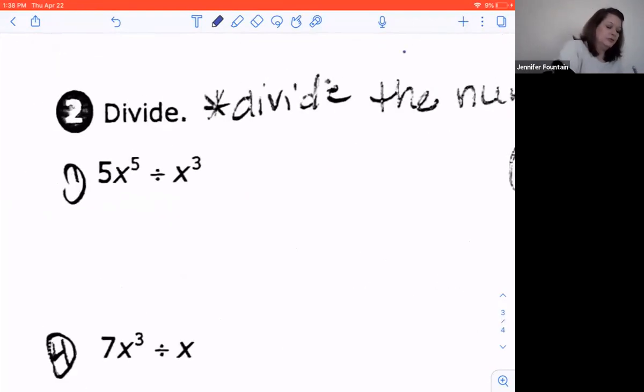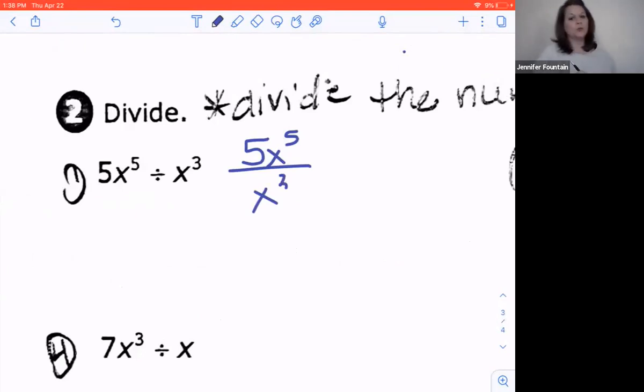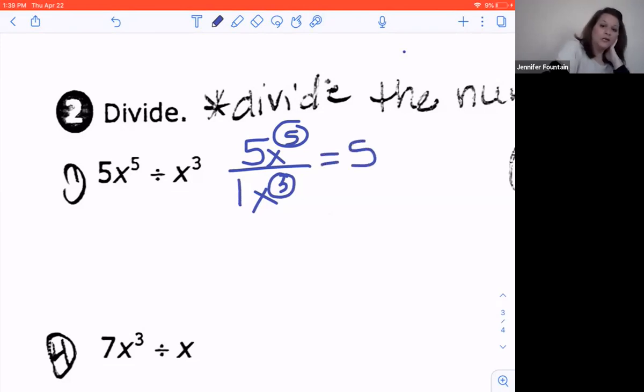So in this situation, remember, if you would rather go ahead and put it vertically or write it like a fraction, if that helps you, you're welcome to. So I have 5x to the 5th divided by x cubed. Remember, that means I'm going to subtract my exponents. X cubed is the same as having 1x cubed, and 5 divided by 1 is just 5. But then x to the 5th divided by x cubed means I just subtract 5 minus 3. So that would be x squared.